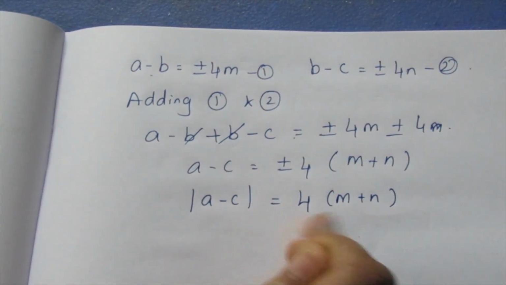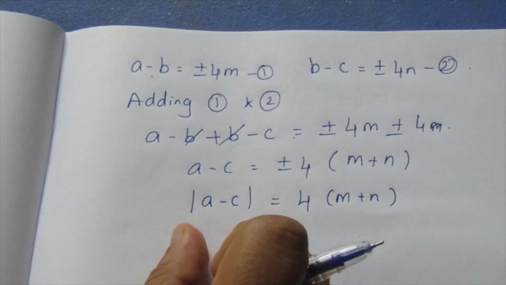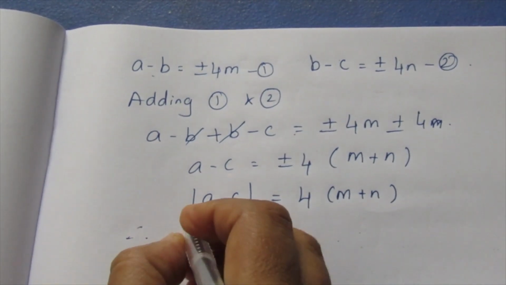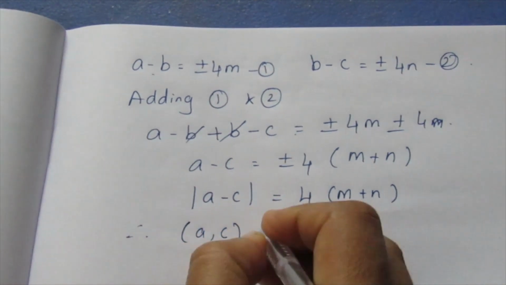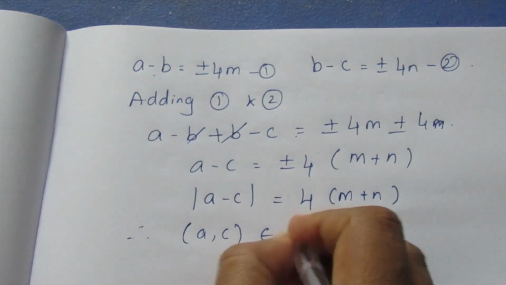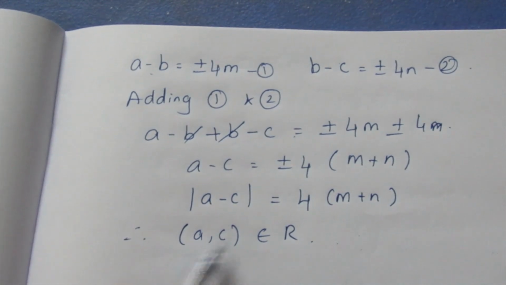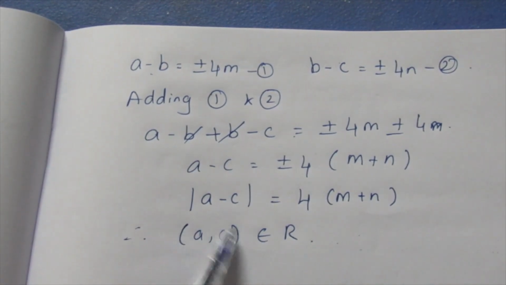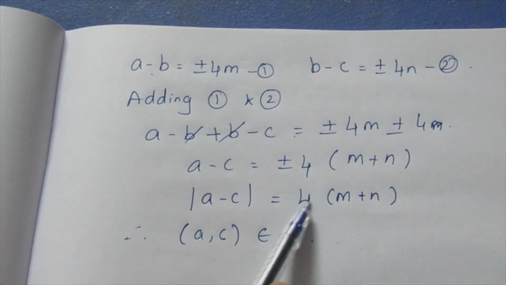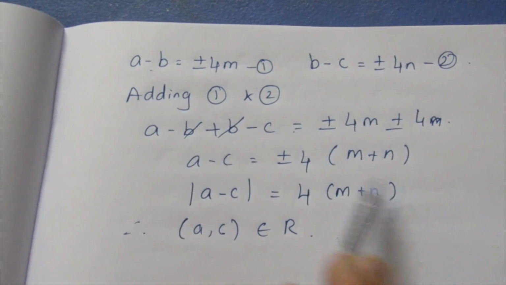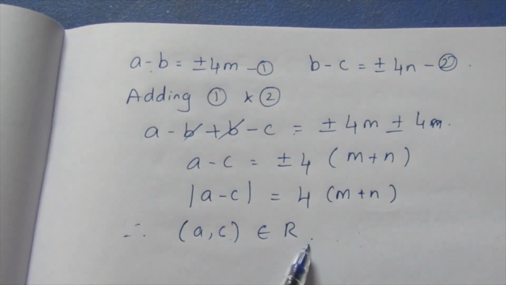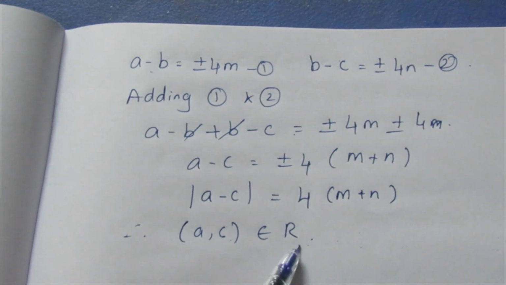This is a multiple of 4, which means this A comma C will belong to R, because we know that for a relation, if we write like this, A comma C belongs to R means the condition given here is that the relation between these two numbers will be that the modulus is a multiple of 4. So we got that it is a multiple of 4. So we can write A comma C as the relation, as the given relation.